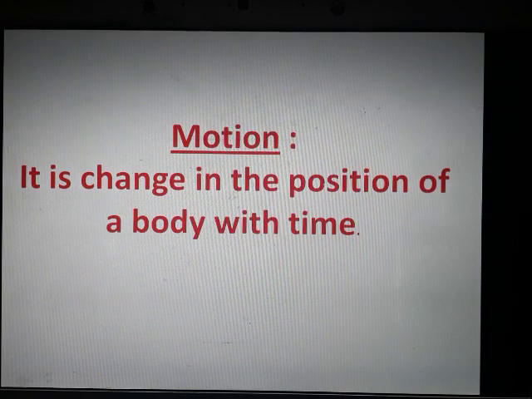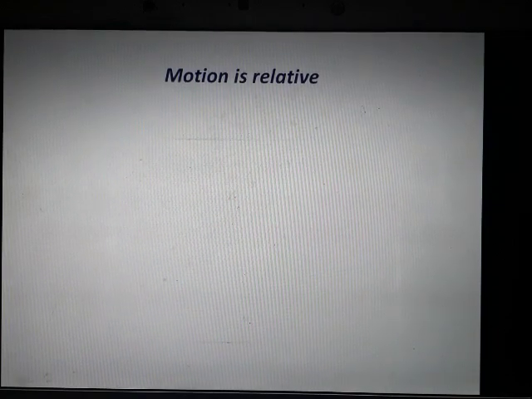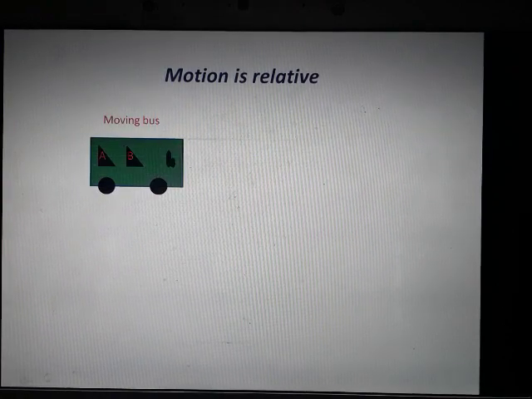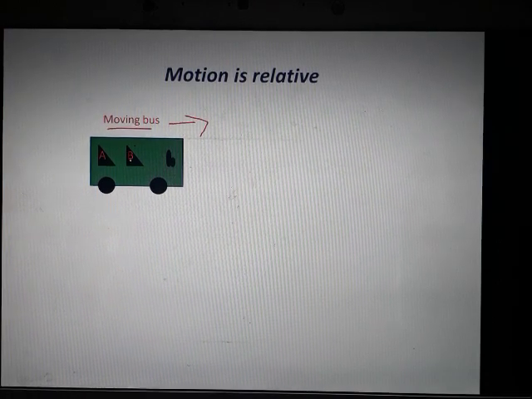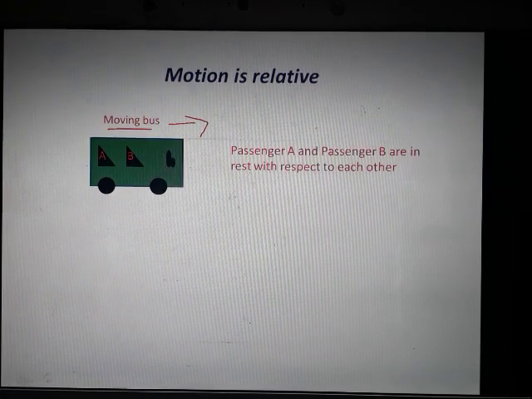It is the change in the position of a body with respect to time. Now, a very important thing about motion: motion is relative. How? Let's say a bus is here. This is a bus and it is a moving bus, moving in this direction. Now two passengers are sitting in this bus, passenger A and passenger B. For these two passengers, with respect to each other, if A sees B, B is at rest because he is sitting. Similarly for B, A is at rest because A is sitting. They are not moving, though the bus is moving.